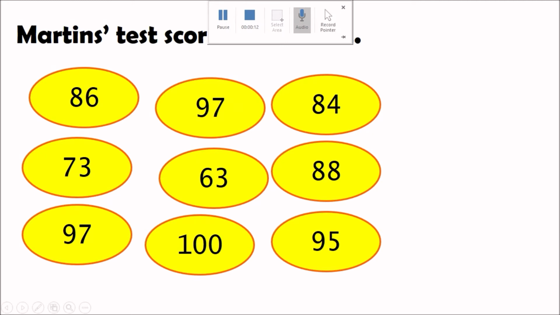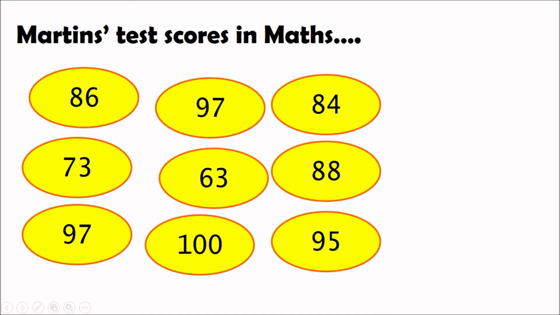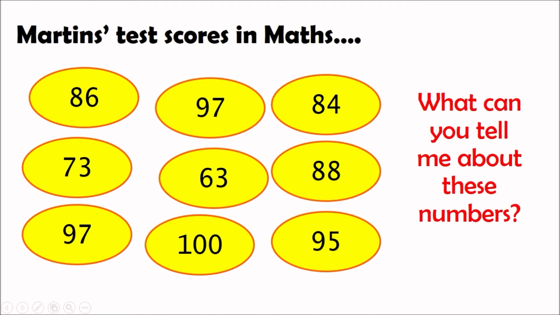So first up, I've got Martin's test scores here from maths. Is there anything you can tell me about these numbers that's special? So for example, it might be that all of these numbers are greater than 50. Is there anything else you can see that jumps out at you that is special about this set of numbers?